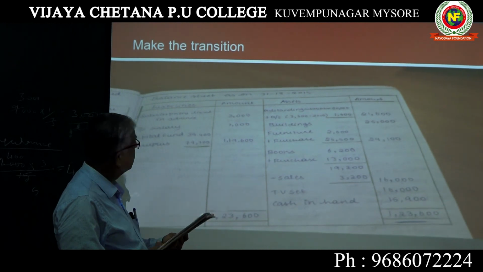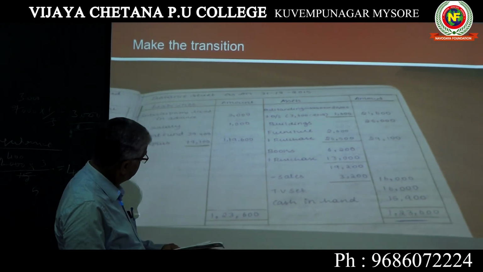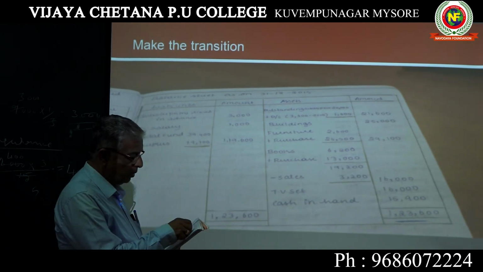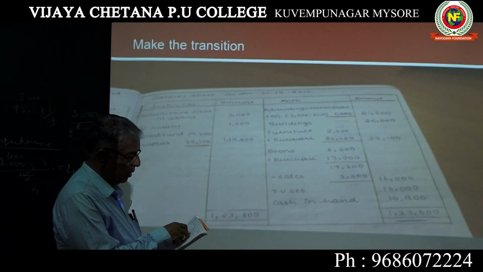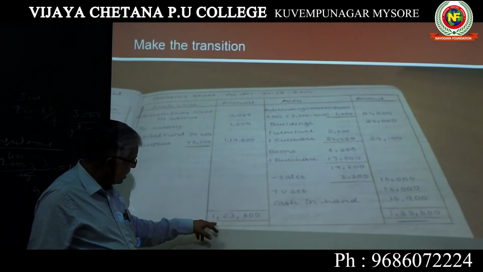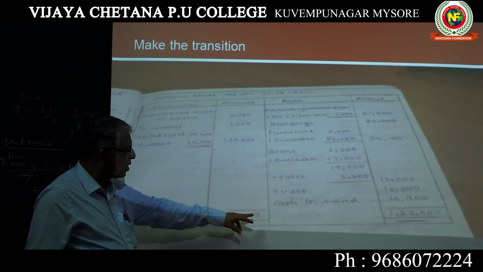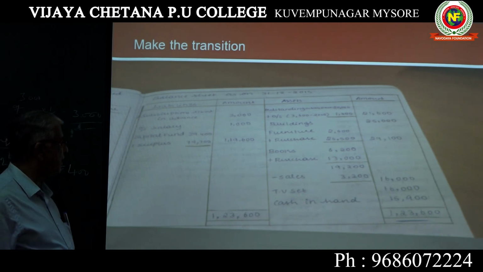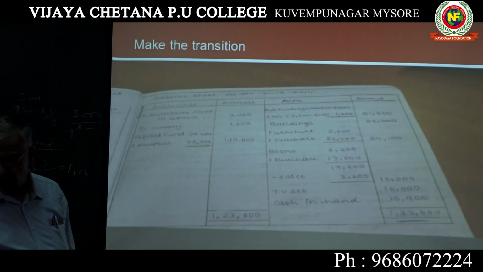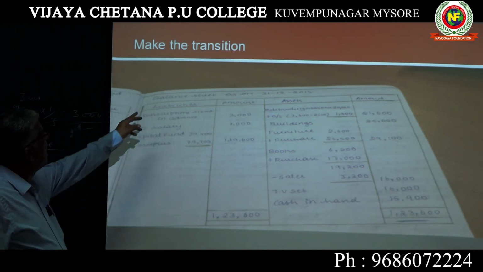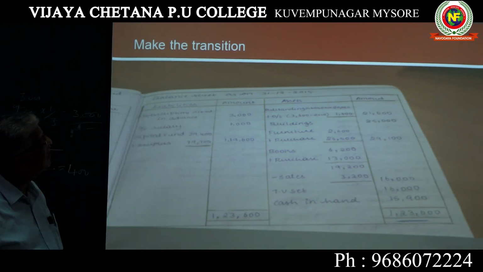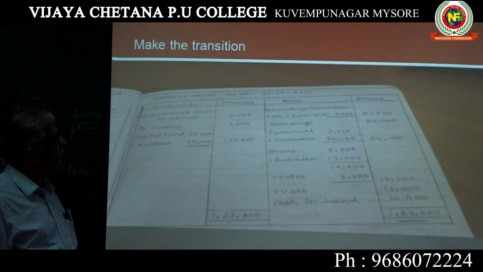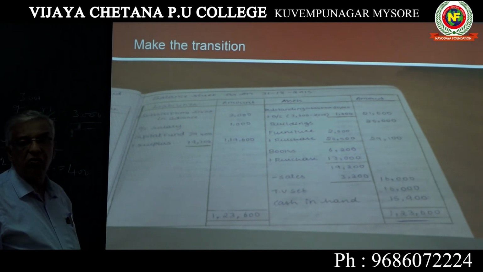So surplus plus capital fund is 1,19,600. But the balance sheet has to come to 1,23,600. So I'll get this clarified at a later stage. I hope all of you have followed this balance sheet as on 31st March 2015. This is how you go about working it out.